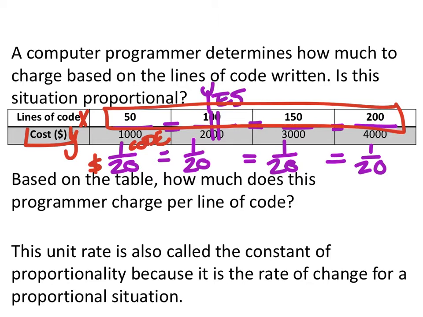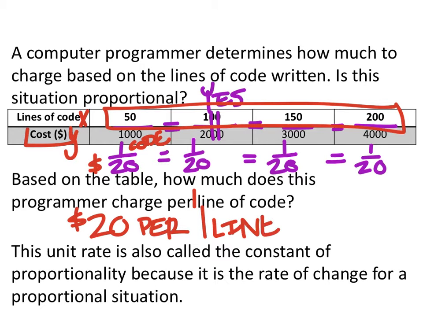Because it's asking how much they charge per line, or you could say one line. And right here, yeah, just like you guys said, it's $20 per line, okay? Per one line. And you could have written that with a slash instead. But either way. So $20 per line of code. I'm just going to put per line, one line, because I already wrote enough there. Use this unit rate. This unit rate is also called the constant of proportionality. That's true, because it is the rate of change for a proportional situation. So we only say it's the constant of proportionality for proportional relationships.